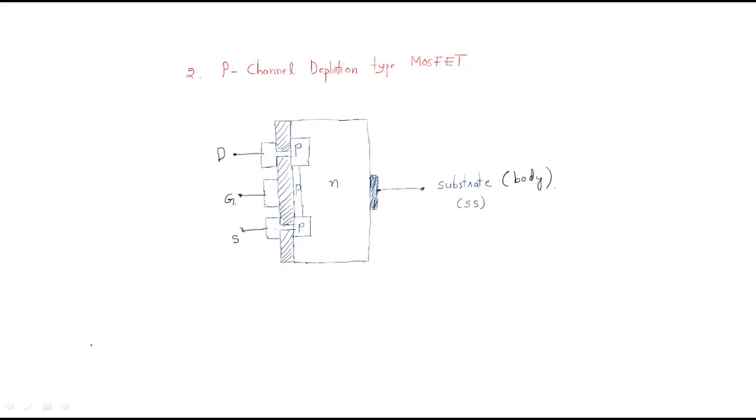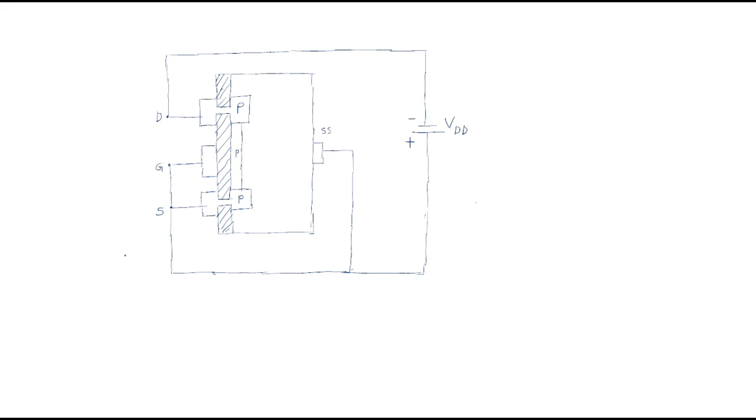Now we will discuss the working of the P channel depletion type MOSFET. In order to understand the working, we should give some bias. So this is N type material, right? Here the biasing is given to the drain and source. We have the gate and source elements, and the source and drain are given the biasing together.